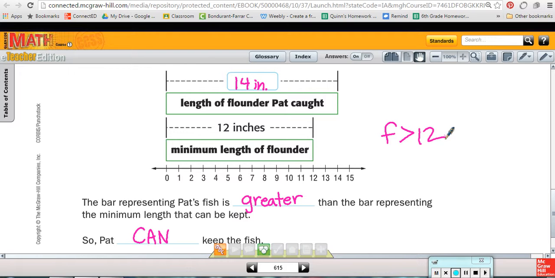Could he keep a 12-inch fish? No. Well, did it say greater than or equal to? Yeah. Okay, so it's greater than or equal to. Could it be a 12-inch fish? Yes. Can it be a 13-inch fish? Yes. Could it be an 11-inch fish? No. So this right here is what we call the inequality. Okay, and we're going to use that today as we start talking about these inequalities.